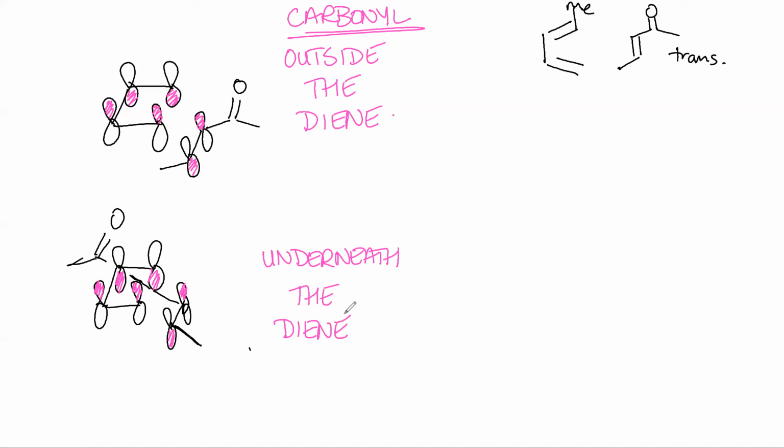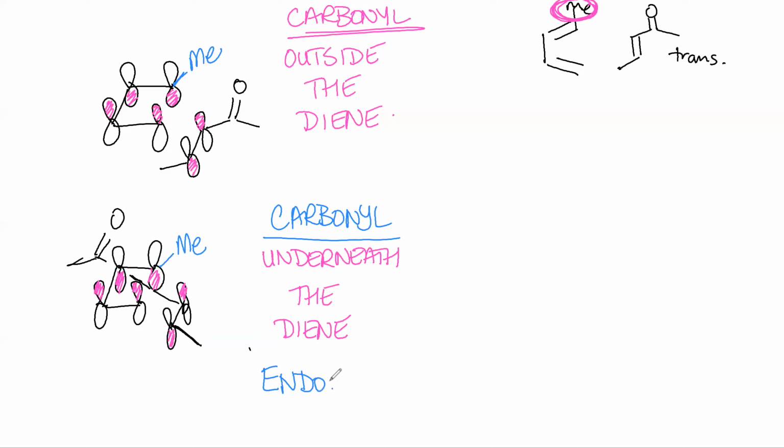But we only notice them if there's a substituent on the diene, like this methyl group I'm circling over here in the corner. So if I draw that methyl group on here somewhere, so the methyl group would be here. And we'll see in a second. So when the carbonyl is underneath, or the electron withdrawing group is underneath, this is what we call the endo transition state. And when the carbonyl is outside the diene, this is what we call the exo.